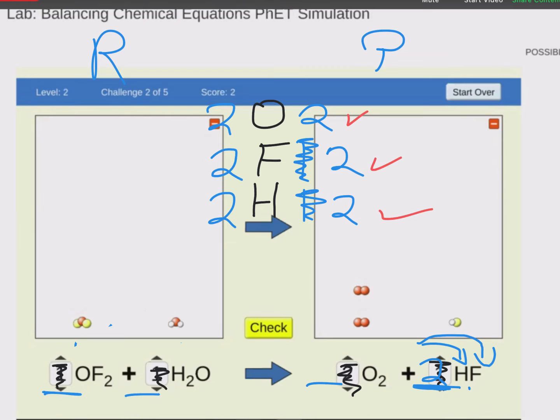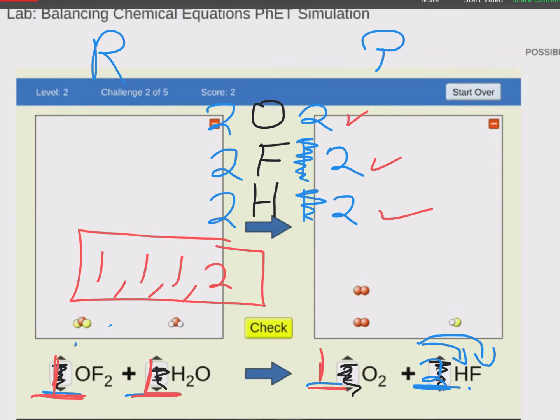Yes. So that means we did not have to do anything here, so it's going to be a 1. We did not have to do anything here, so this coefficient will be a 1. And we did not have to do anything to the O2, so that will be a 1. So your coefficients are going to be 1, 1, 1, and 2. Now, is this my most reduced? Yes, because the moment you have a 1, you can't reduce that anymore, right?